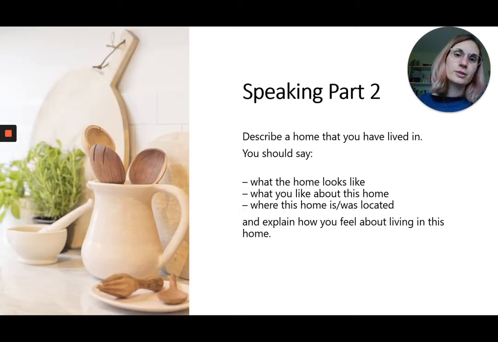All right, so for speaking part 2, we have an example here of a question that you might have in your IELTS. Describe a home that you have lived in. You should say what the home looks like, what you like about this home, where this home is or was located, and explain how you feel about living in this home. So it could be somewhere that you live now or somewhere that you lived in the past.